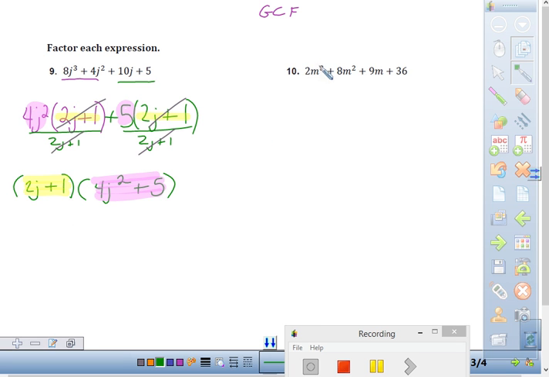Number 10. I don't see a greatest common factor because of the 9, so I'm going to factor by grouping. So if I do the green group, I'm going to divide off a 2. And the most m's I can take is 2. So in the front, I'm left with an m. In the back, I'm left with plus 4.